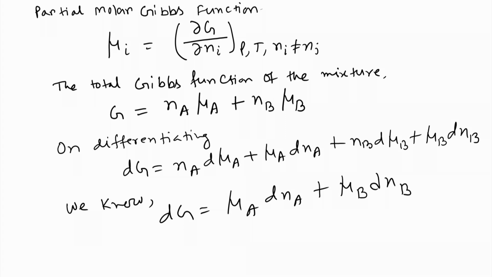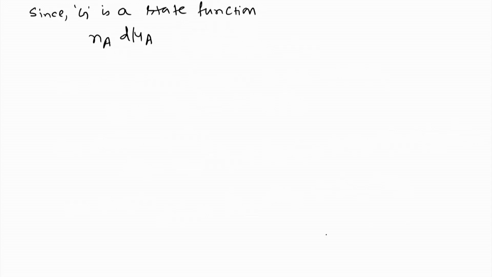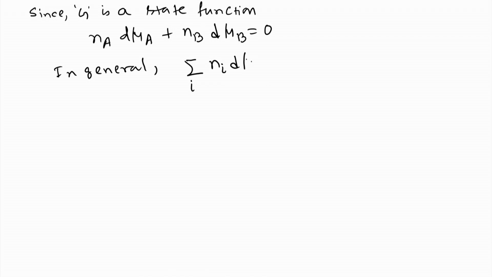Okay. Now, since G is a state function, we can write Na times d mu A plus Nb times d mu B equals 0. Okay, or in general you can write sum over i Ni d mu i is 0. Okay, and this is known as Gibbs-Duhem equation. Okay.